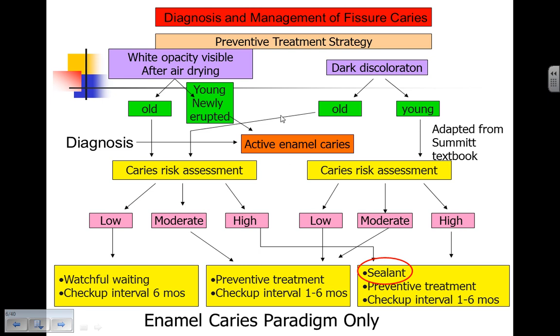We're making the decision that this is active enamel caries. It may be more slowly progressing. Dark discolorations we look at a little bit differently. For the young patient, our caries risk assessment, even at a low caries risk, puts us in the preventive treatment category because of the fact we see a dark discoloration. Our high risk, in fact, still requires we place a sealant. But keep in mind, for all the levels of our evaluation for our diagnosis, the patient's caries risk helps us in making our decision for this enamel caries paradigm.